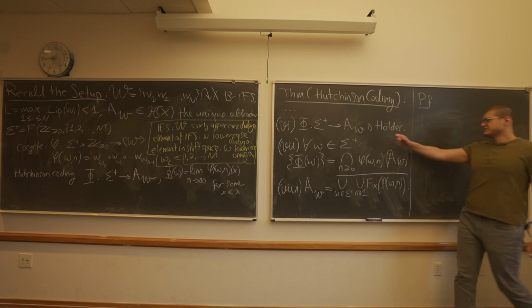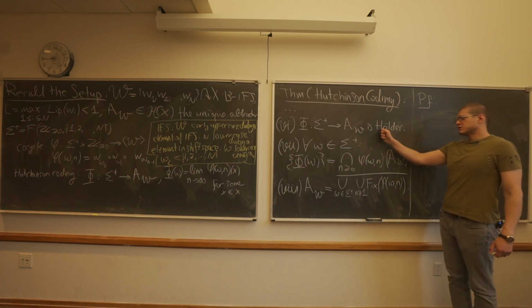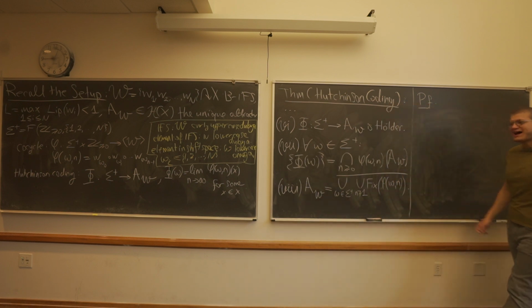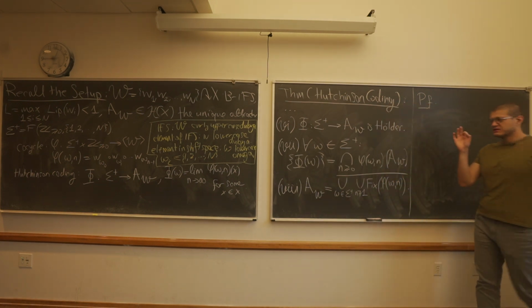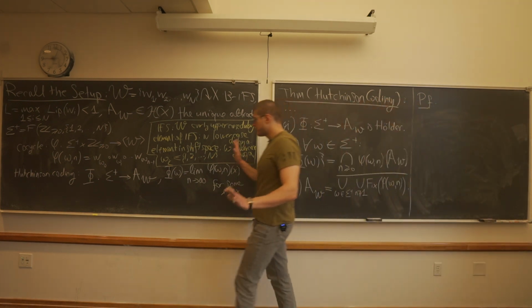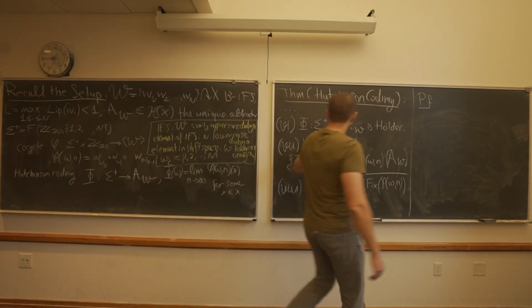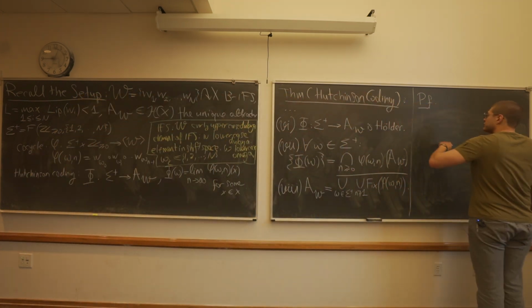Okay, so I need to show that this is Hölder. Now so far in the proof, if you recall, I actually never changed the sequence that I was using. It was always one omega. Now I need to have 2 sequences, 2 points in shift space. So I want something like this.